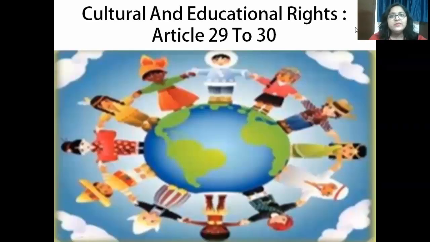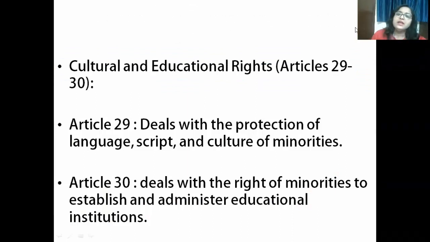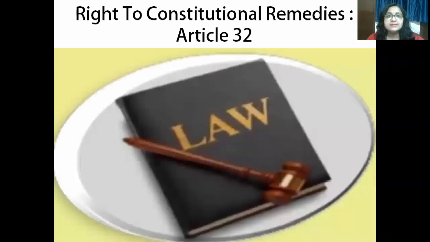In this slide, we will study the cultural and educational rights from Article 29 to 30. Article 29 explains that minorities have the right to the protection of their languages, script and culture. Article 30 explains that minorities can establish their own institutions based on their own culture. Now let's come to the next slide.